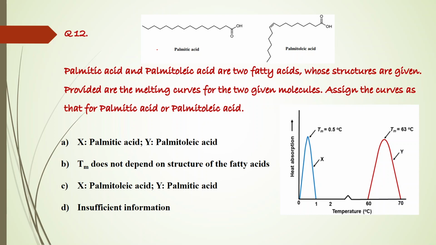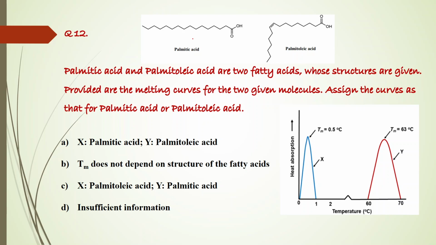Palmitic acid and palmitoleic acid are two fatty acids whose structures are given. Provided are the melting curves for the two given molecules. Assign the curves as that for palmitic acid and palmitoleic acid. Okay. So this is the melting curve. This is one melting curve, this blue one, and the red one is another melting curve.